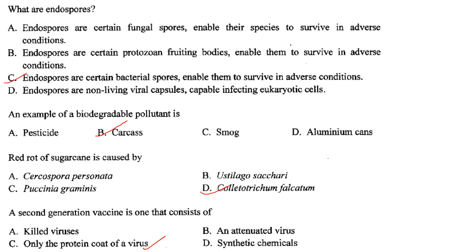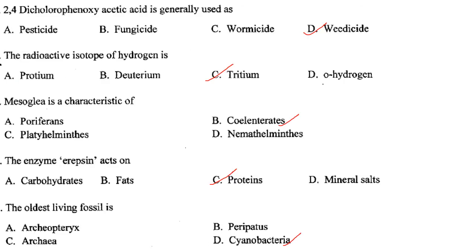So what are second generation vaccines? They are developed from the recombinant DNA technology, and are called second generation vaccines. Okay. So second generation vaccine contains only the protein coat of a virus. Then next one. 2,4-dichlorophenoxyacetic acid is generally used as a weedicide. Answer is option D.